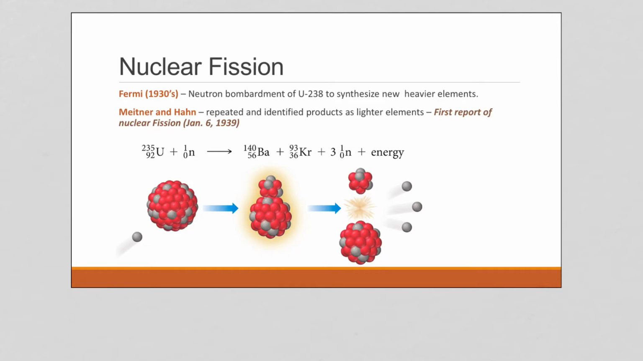Now, it was in 1939 that two researchers, Lise Meitner and Otto Hahn, repeated and identified the lighter elements that Fermi's earlier experiment had created. And so this goes down as the first report of nuclear fission, January 6th, 1939.